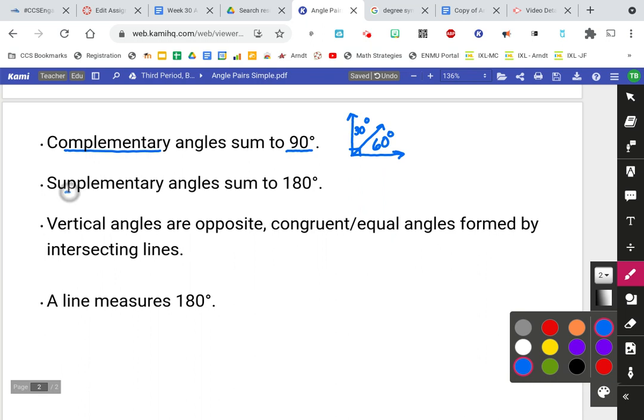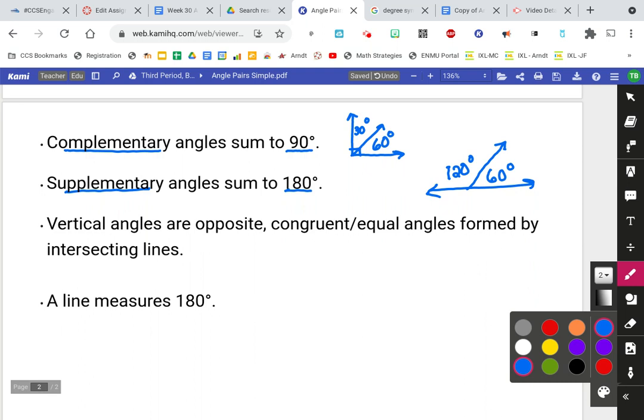So supplementary angles have a sum of 180 degrees. And a lot of times supplementary angles look something like this. You usually have some form of line, and then that line is formed by two angles. So if this angle over here is 120 degrees, then this angle has to be 60 degrees because 120 plus 60 is 180.